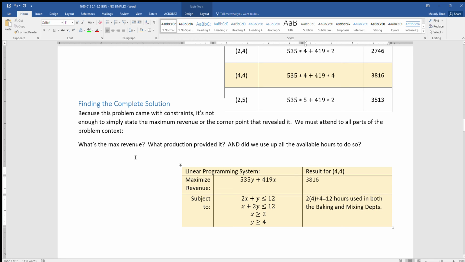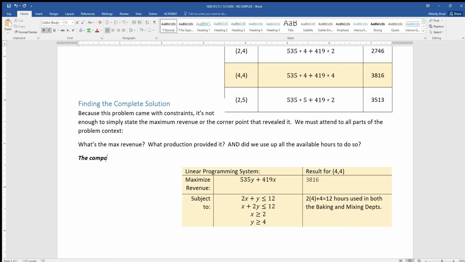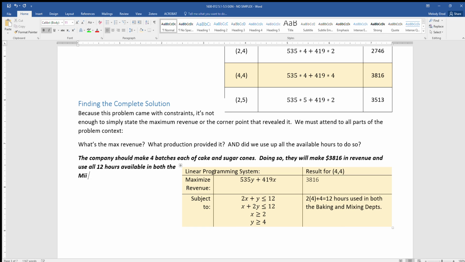So the full solution here is that the company should make 4 batches each of cake and sugar cones. Doing so, they will make $38.16 in revenue and use all 12 hours available in both the mixing and baking departments.